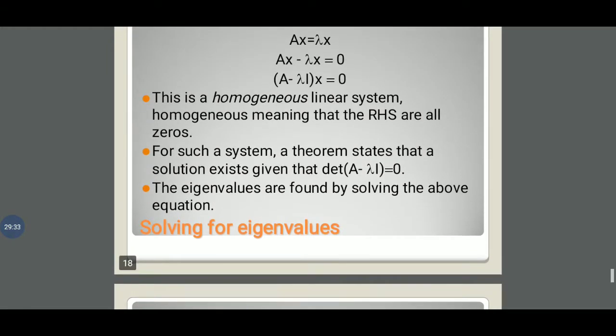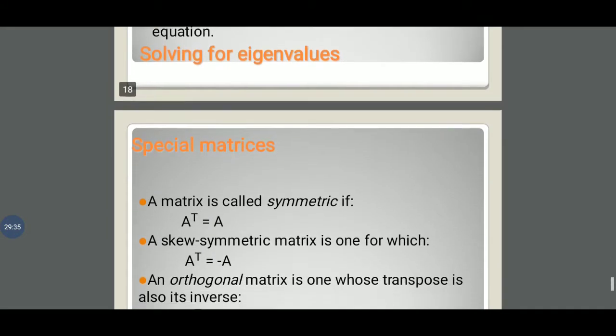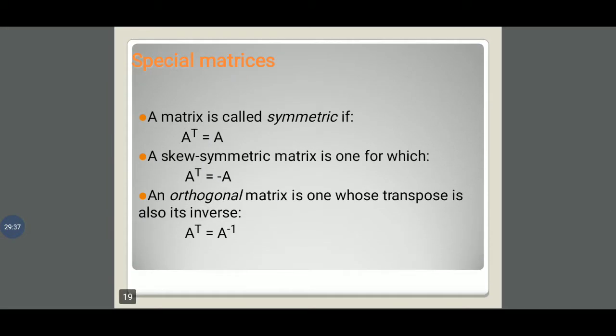Now we will consider some special types of matrices. A matrix is called a symmetric matrix if its transpose is equal to the original matrix. If you interchange rows and columns and the matrix remains unchanged, then we say it is a symmetric matrix. A skew symmetric matrix is one for which A transpose is equal to minus of A, minus of the given matrix. There is only a change in sign.